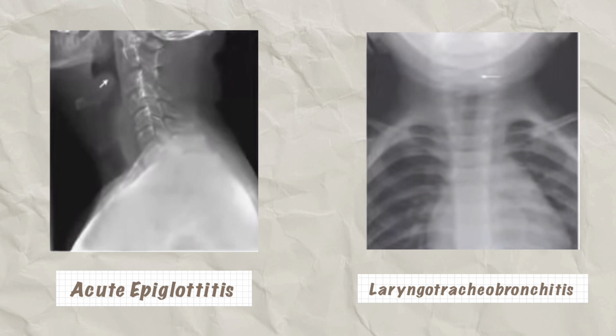The epiglottis appears normal in size. There is no prevertebral soft tissue widening. These radiological findings are suggestive of croup, laryngotracheobronchitis. Now let's read this from the textbook. Laryngitis and laryngotracheobronchitis, infectious croup.